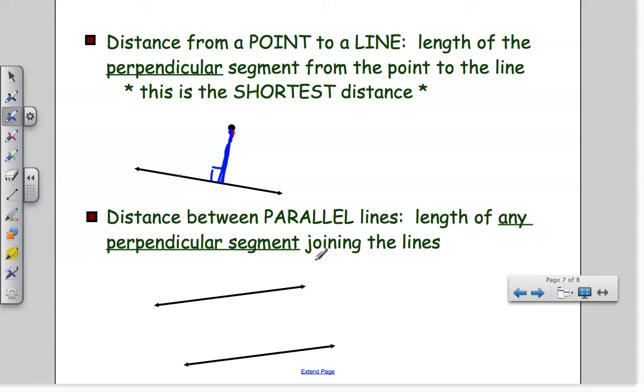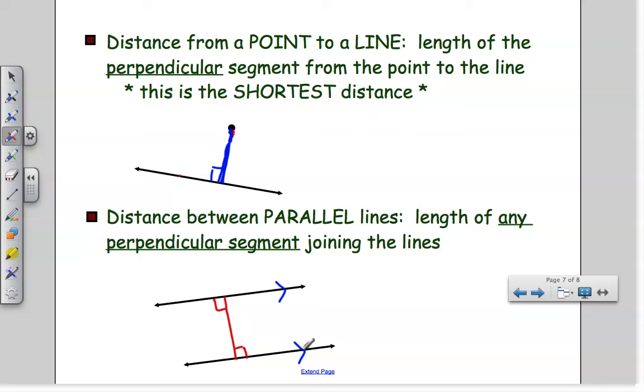And kind of similar here, the distance between two parallel lines. If these lines are really parallel, you can mark them with arrows. But you want the length of any perpendicular segment joining the lines. So we need to go perpendicular to both. Perpendicular here and here with these parallel lines. This would be the distance then between the two lines.